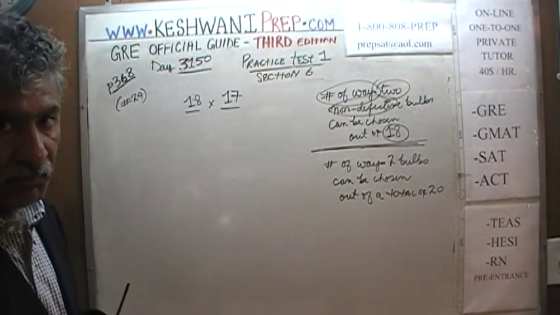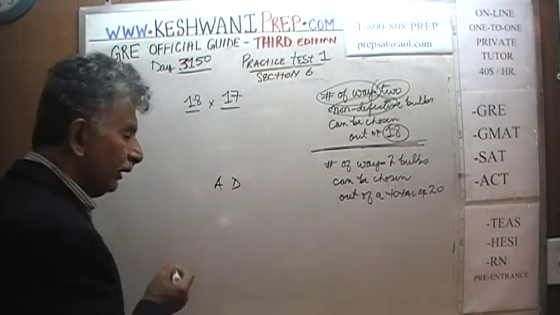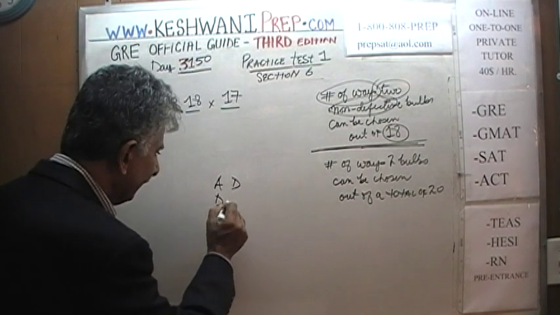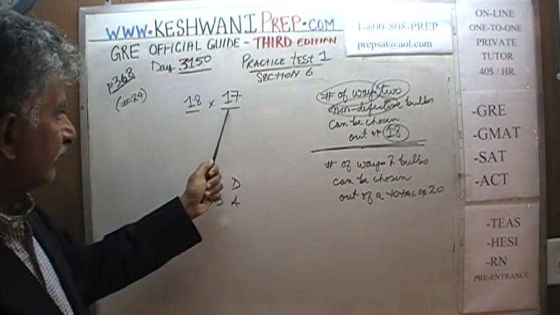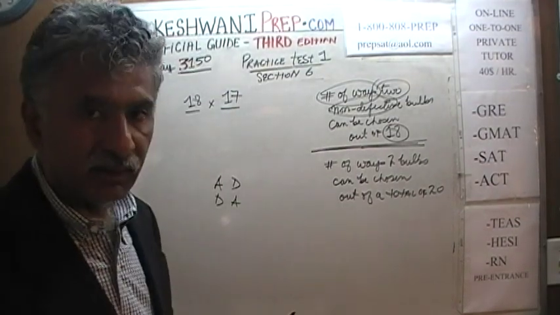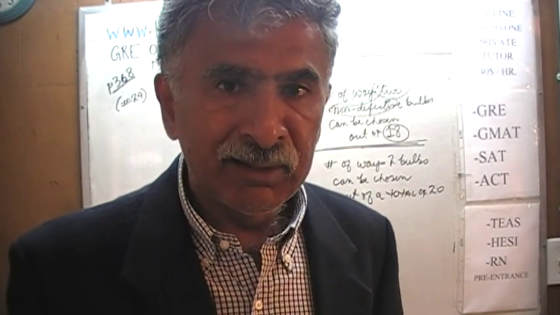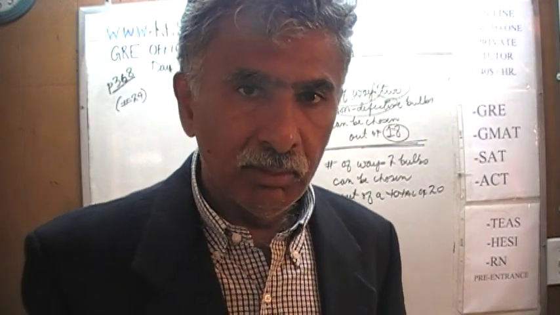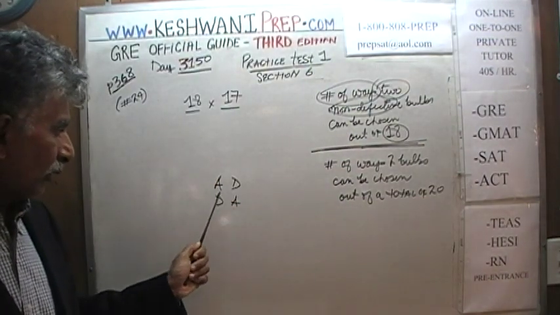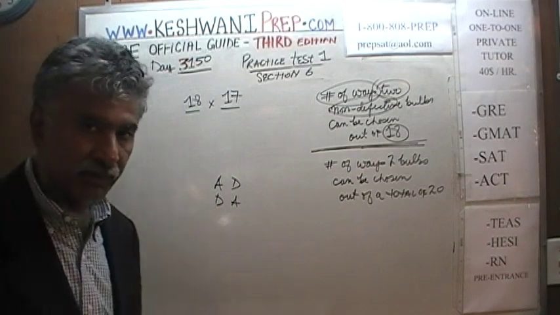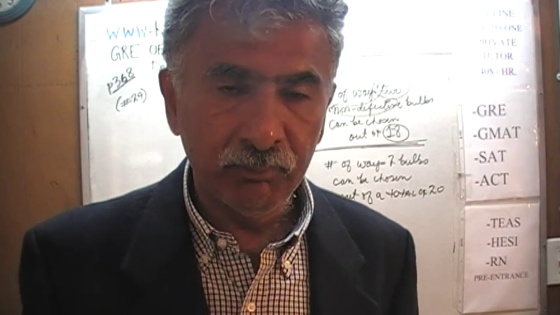Now, because the order does not matter, if we choose bulb A and then bulb D, we cannot count bulb D and bulb A as another possibility. As we have seen many times in the previous videos, when we start picking a second one, we start to double count. Double counting is not a problem when order does matter. When order does matter, of course AD is one order and DA is another order. But when the order does not matter, when we start picking a second object, second person, we begin to double count.